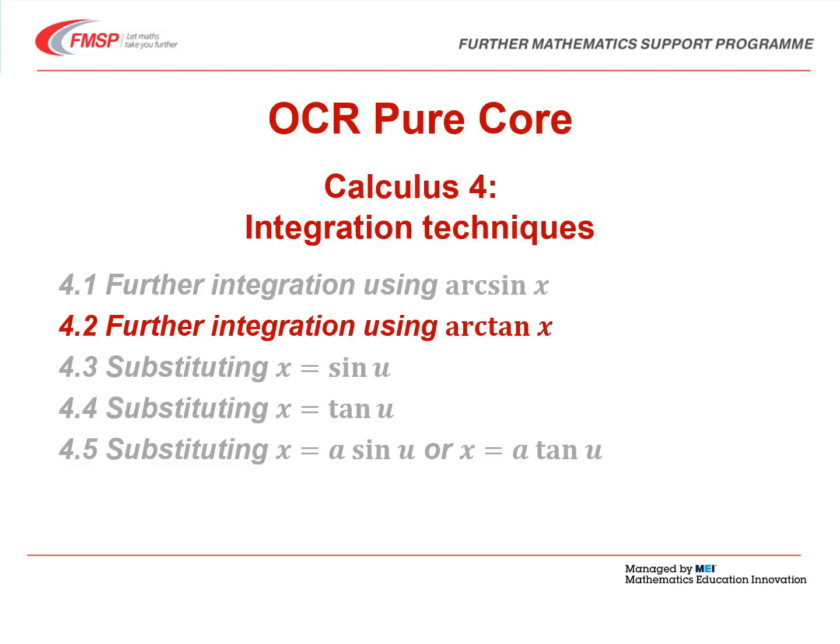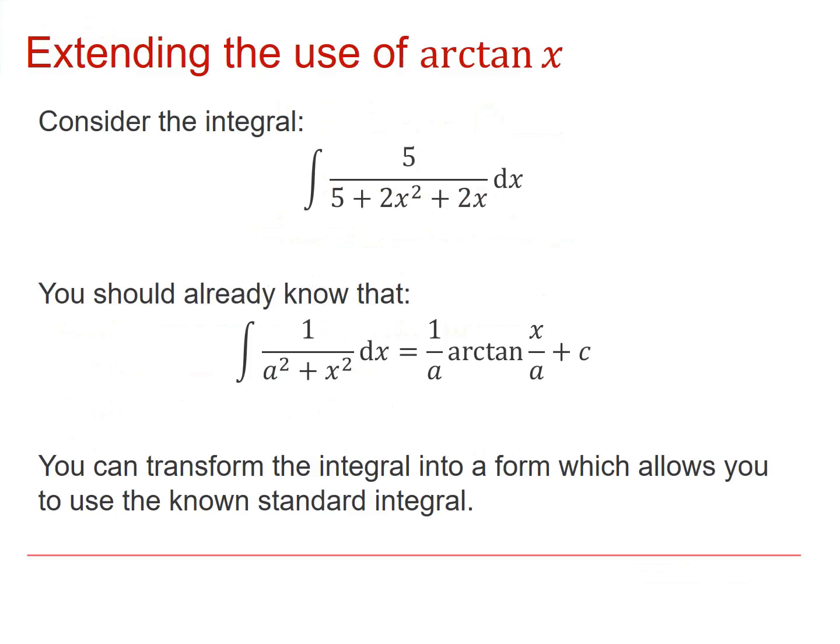This is a video for OCR Pure Core Mathematics, Calculus 4, Integration Techniques, 4.2, Further Integration using arctan x. Consider this integral. I've got 5 over a quadratic expression. The only integral that we know that looks like this is this one, 1 over a squared plus x squared, which comes out at 1 over a arctan x over a plus c.